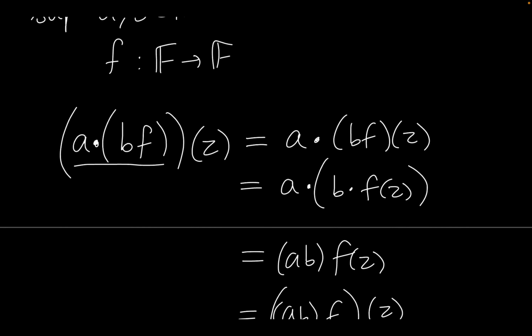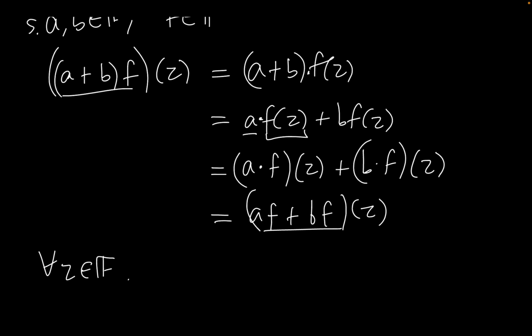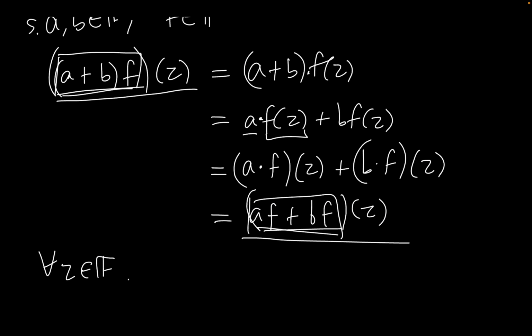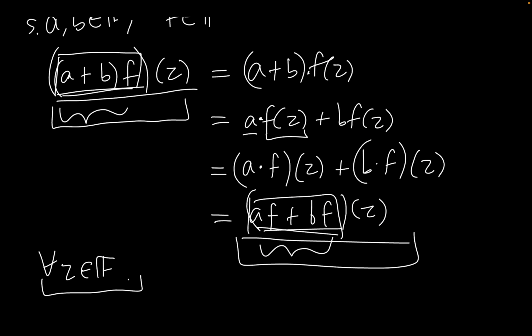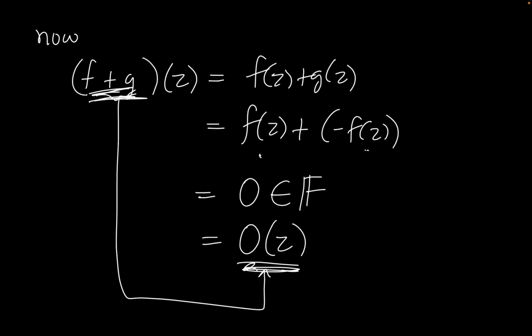Okay. And by the way, I said that (a plus b) times f is equal to af plus bf for all z in F, but that is not exactly what I mean to say. What I mean to say is that this thing is equal to this thing for all z in F, which means that (a plus b) times f is equal to af plus bf. So we don't say that (a plus b) times f is equal to af plus bf for all z in F. All we say is that two functions are equal. So we say that the function (a plus b) times f is equal to the function af plus bf, because we have shown that their outputs are the same for all inputs z in F. That's what I meant to say, just to clarify.